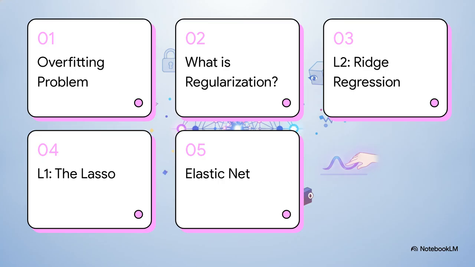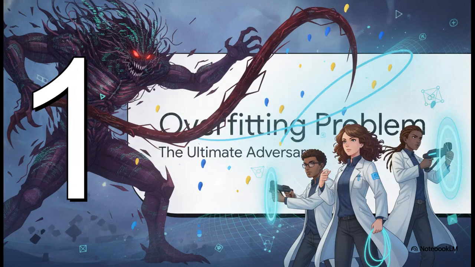So here's our roadmap for today. We're going to hit the overfitting problem, define what regularization actually is, and then open up our statistical toolbox to look at L2 ridge regression, L1 lasso, and finally, how we combine them using the elastic net. Starting off with Section 1, the overfitting problem.